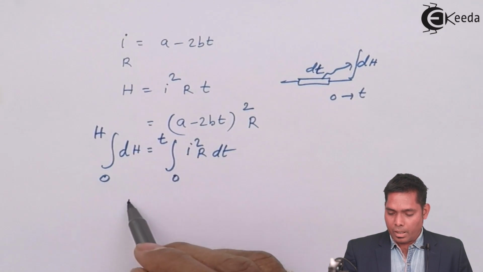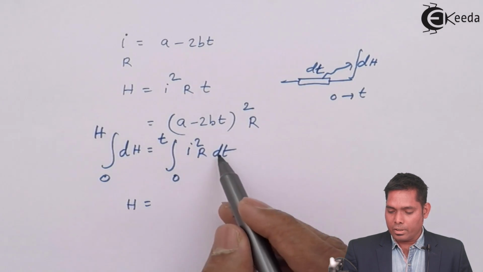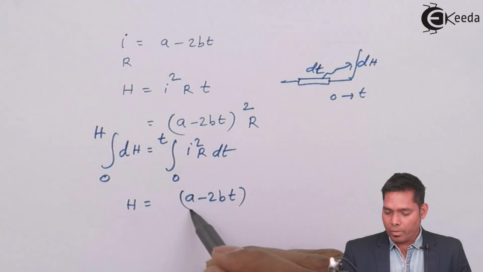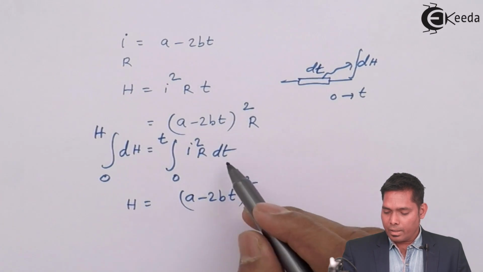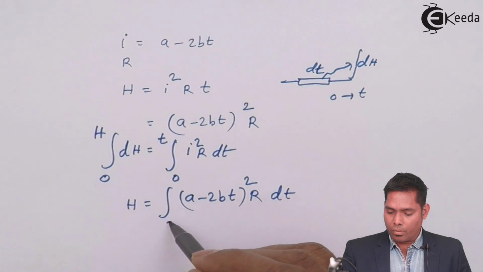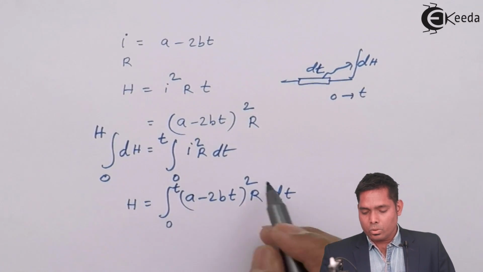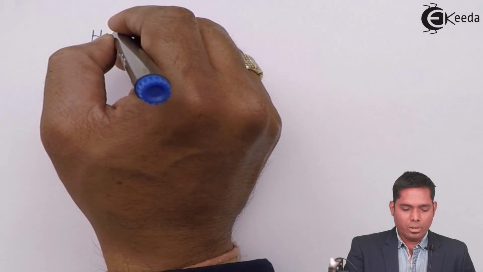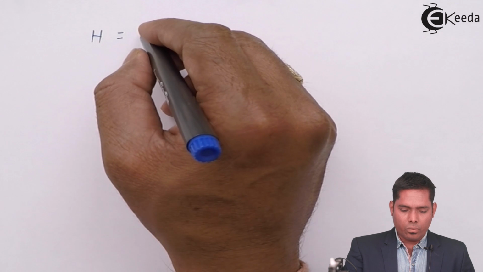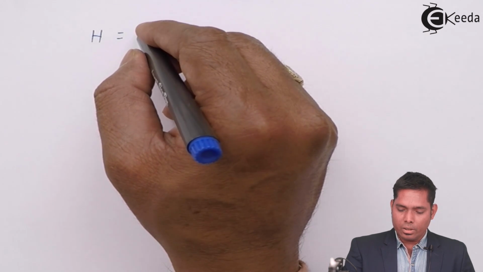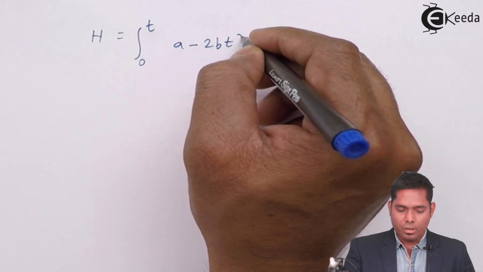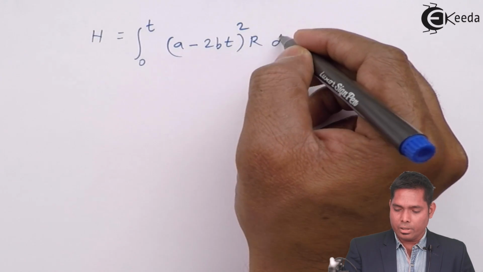So from here this will be H, and this equation will be I square R dt. I square R is this one, that is A minus 2bt the whole square, I square R is there and dt is there. We have to integrate it from 0 to t. So this is the total heat produced. Now H equals the integration from 0 to t, I'm just rewriting that equation, (A minus 2bt) square R dt.